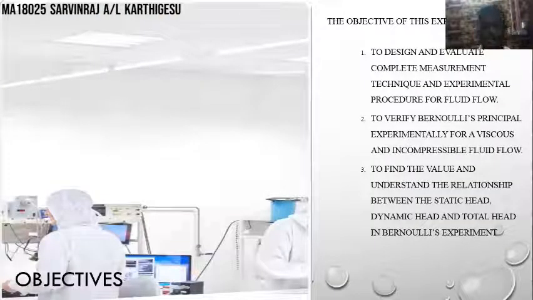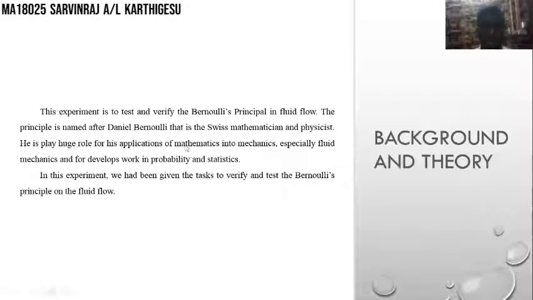The next part is the objective. The objective of this experiment is to design and evaluate a complete measurement technique and experimental procedure for fluid flow. The second objective is to verify Bernoulli's principle experimentally for viscous and incompressible fluid flow. The third one is to find the value and understand the relationship between the static head, dynamic head, and total head in Bernoulli's experiment.